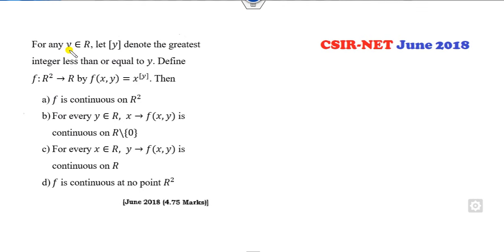Okay, for any y in R, the function is defined as x to the power of the greatest integer of y. Remember that the greatest integer function is discontinuous. Fine. F is a continuous function. Can you say it's a continuous function on every R? So clearly say, what is f of (0, 0)?